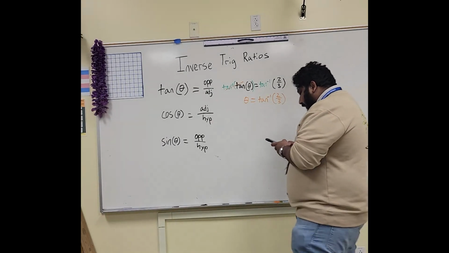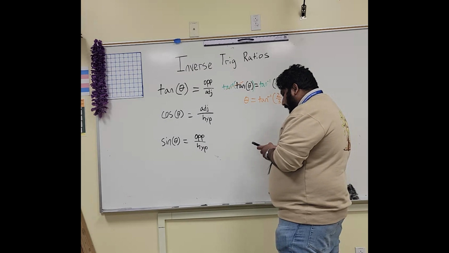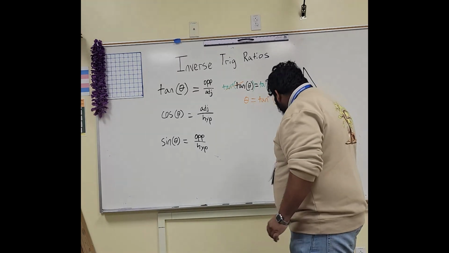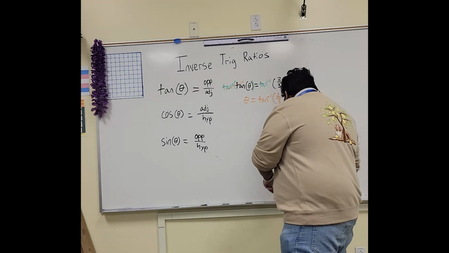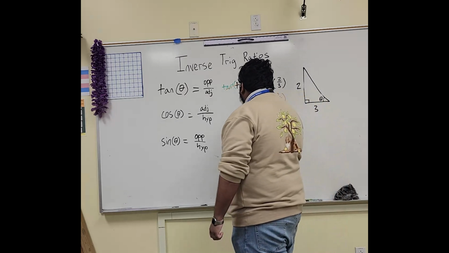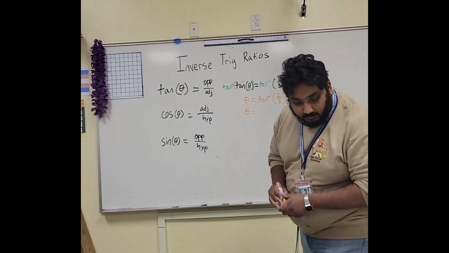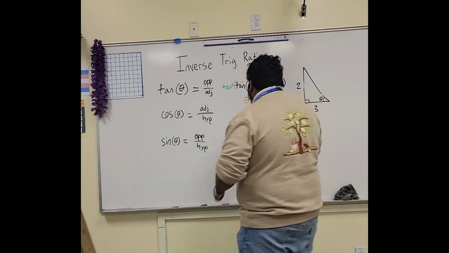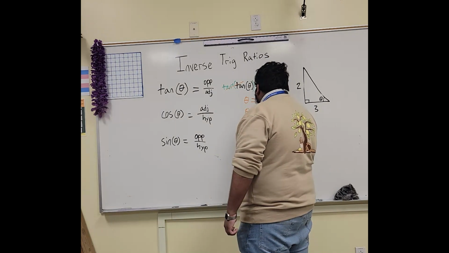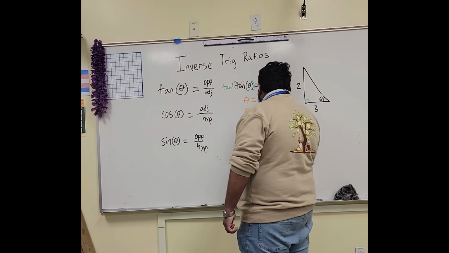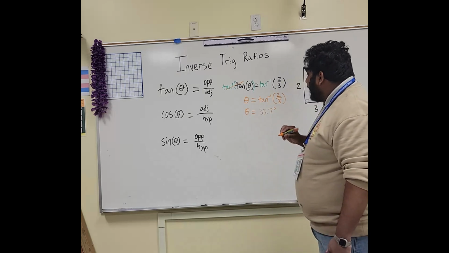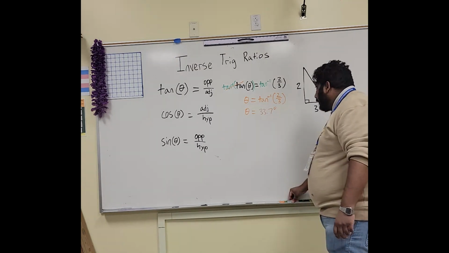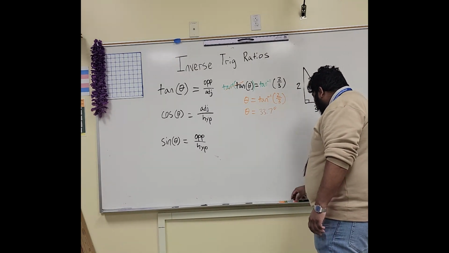And then we're going to plug in our fraction, and that's going to give us that theta is roughly equal to 33.7. We're just rounding to the tenths place. So we'll say that theta is 33.7 degrees. And we could do this with the other angle as well.